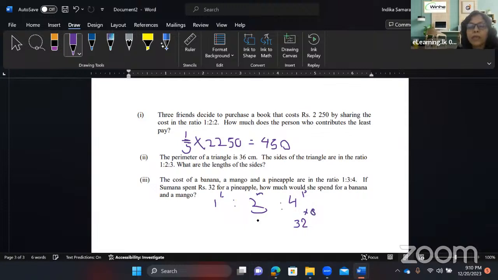By 8. You should multiply every fraction part by 8. Then for banana spend 8, for mango spend 24. Right? If you multiply every value or number by 8, you can find the value of banana and mango also.